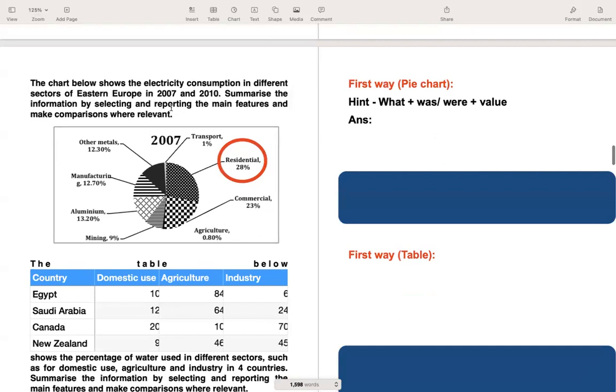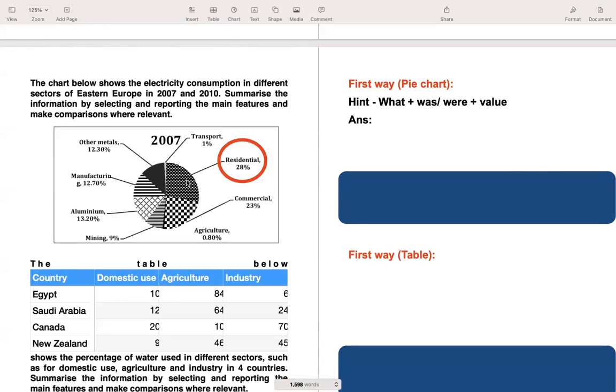First, read the question and understand what the question is saying. Then you'll be able to make it. The chart below shows the electricity consumption in different sectors of Eastern Europe in 2007 and 2010. So can you tell me what this figure is? Residential 28%. What is this? Electricity consumption of residential, like this, of accommodation.